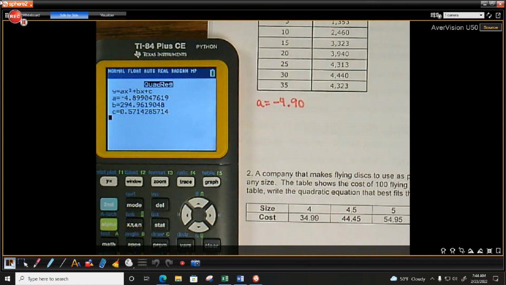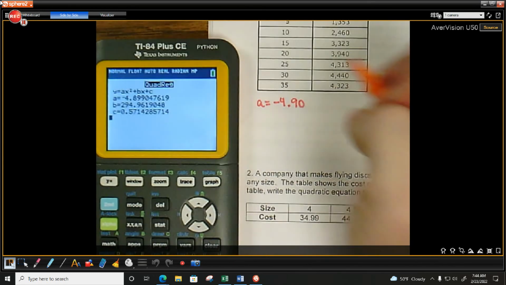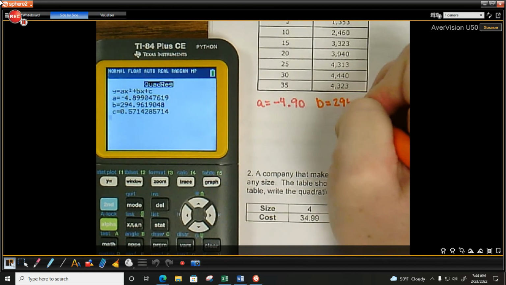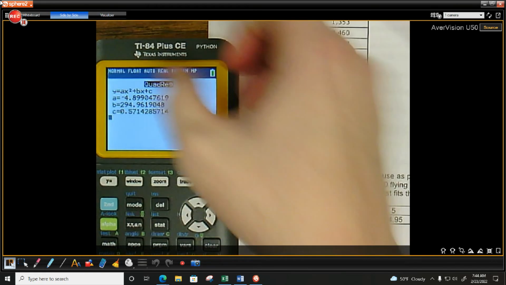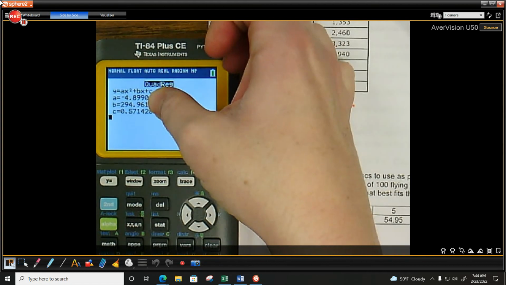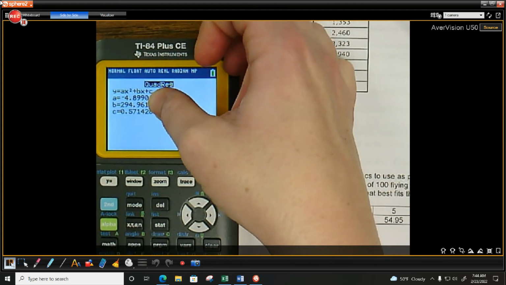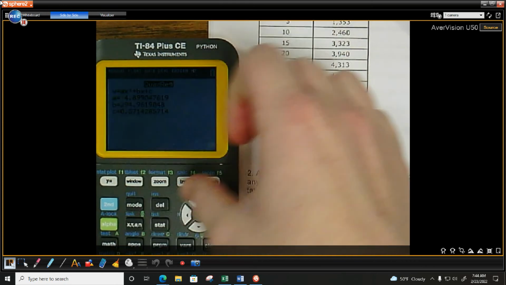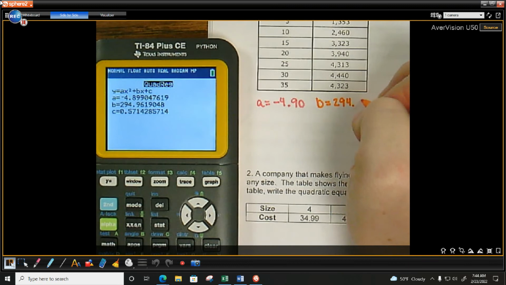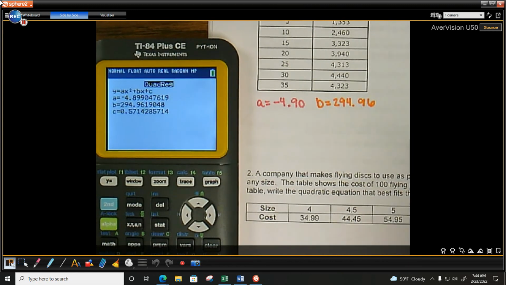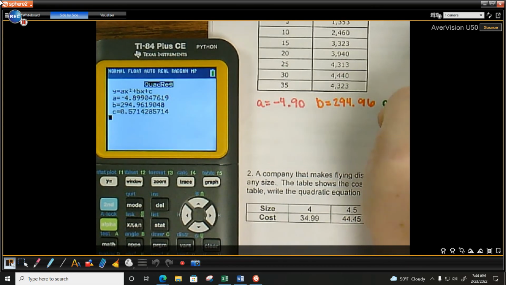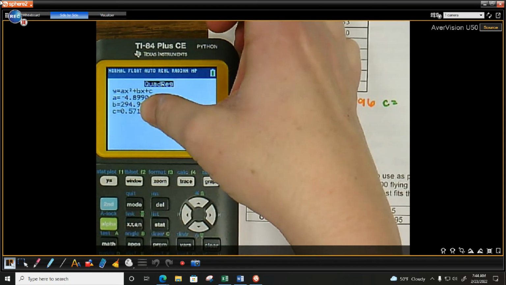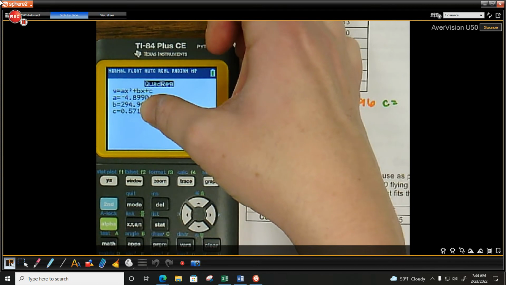Your B is 294. Again, look at the third number. The third number is a 1. Does 1 round things up? Nope. So it's just 96. And then C, look at your third number. My third number again is a 1. Does the 1 round it up? Nope. So then it's just 0.57.